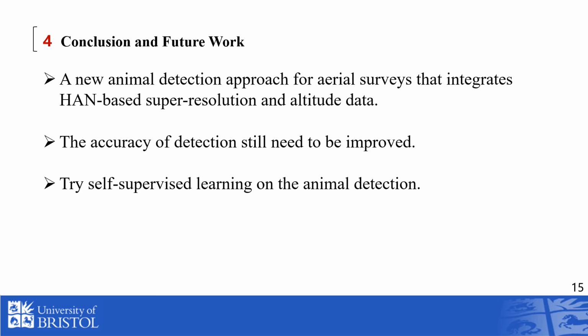Finally, the conclusion and our future work. In this paper, we propose a new animal detection method for aerial surveys that integrates the HAN-based super resolution method and altitude data. As mentioned above, our method performs better than the other state-of-the-art methods on both of the datasets. Our method still has many detection errors, like we miss some animals, and also we detect some other things as animals. So the accuracy of detection still needs to be improved.